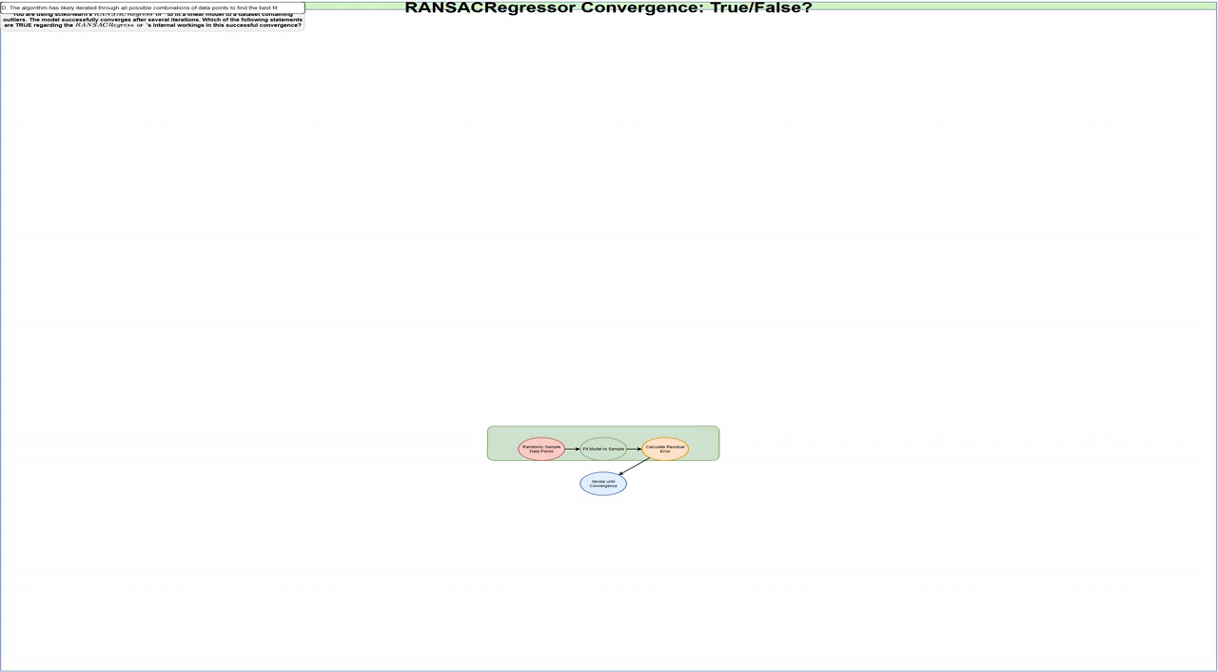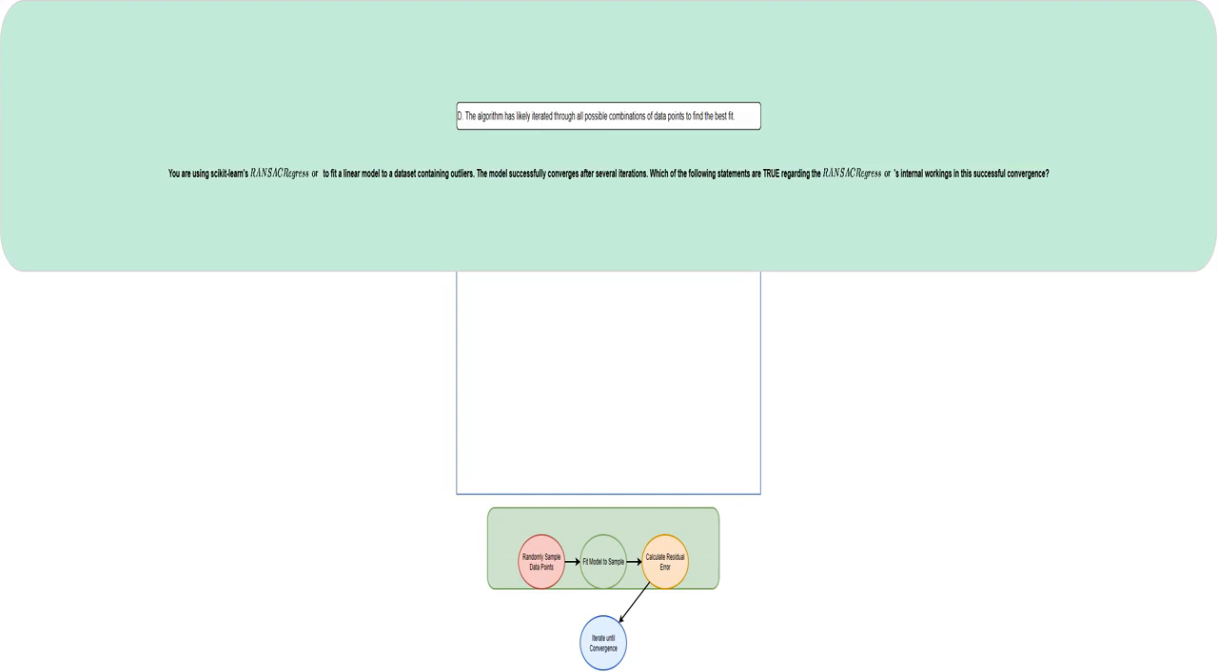This is the title of the quiz question. I'm asking whether a RANSACRegressor, a type of regression algorithm that uses the RANSAC method, successfully converged, meaning it found a satisfactory solution. Here's the core problem. We're using the RANSACRegressor in Sklearn, a popular Python library for machine learning. It's a tool that fits a linear model to data, even if that data contains outliers, data points that don't fit the pattern. The algorithm converged, successfully found a solution, after running through several iterations.